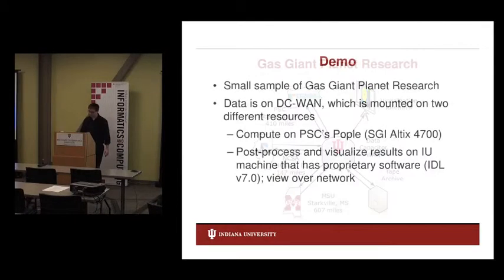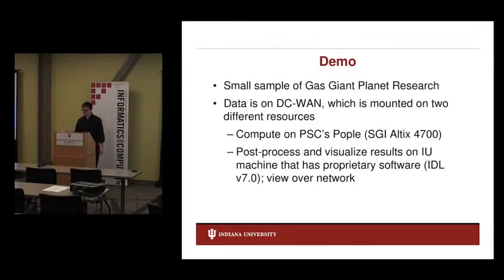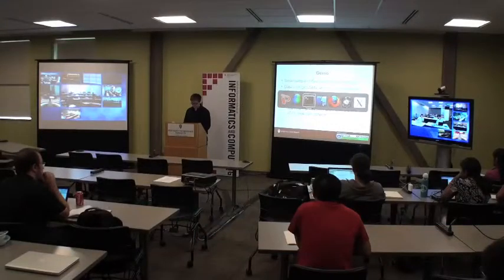So I actually have a small demo of the gas giant planet research that Scott runs. Just to set up this demo a little bit, the data is already on DC-WAN, and DC-WAN is mounted on Popl, and it's mounted on a machine here at IU in the astronomy department that has some proprietary software called IDL that Scott uses to post-process and visualize the simulation results. So let me go ahead and get this started here.